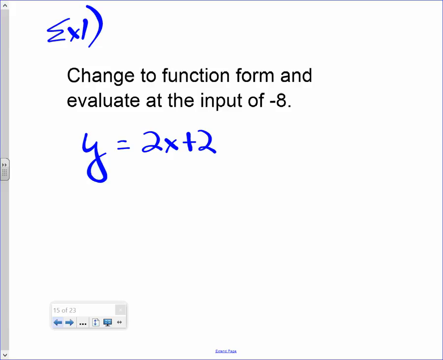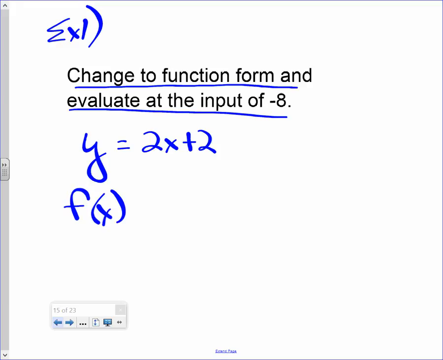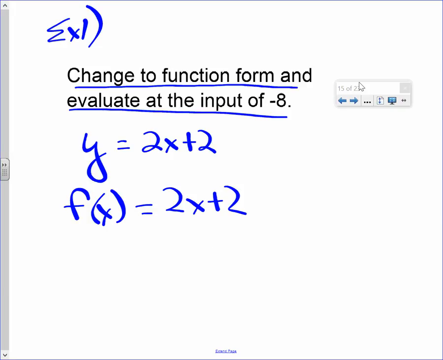Change to function form and evaluate at the input of -8. Okay, first things first. If we're going to change to function form, I change the dependent variable, which is y, because y depends on what x is. I'm going to change y to f of x. It's a function of x. It depends on x. 2x plus 2. So now it looks like machine form. So I changed it to function form. That's the first part. And now I'm going to evaluate this function at the input of -8.